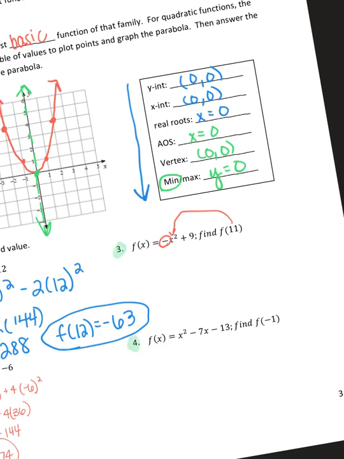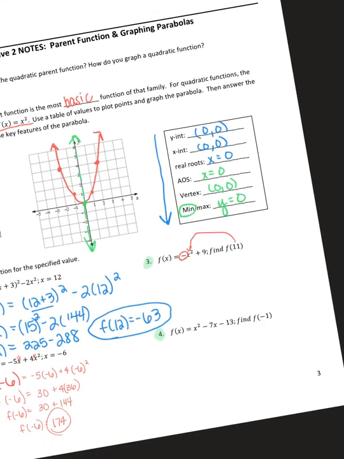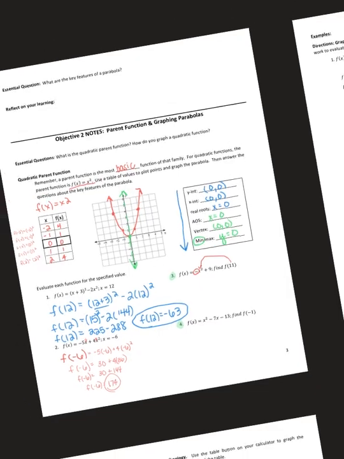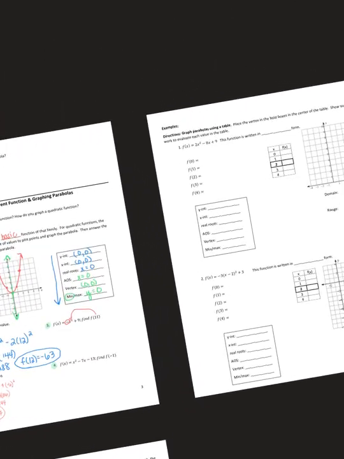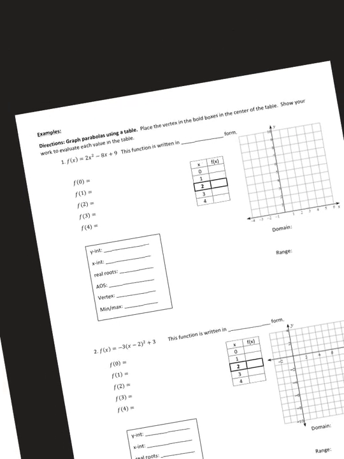So you're going to do number 3 and number 4 on your own. Okay. All right, so now that we've practiced evaluating quadratic functions again, let's go back to the idea of graphing them.